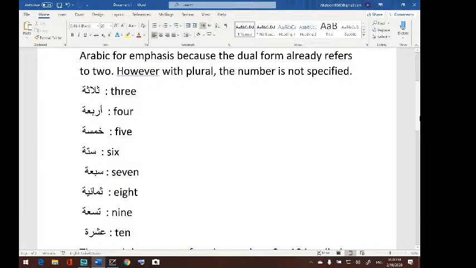All right, next sentence, Brother Arkan. The question and the answer. Are there students in your class from America? The teacher: yes, there are seven students from America. Same thing, sab'atu, because it's acting like a mudaf, so it only gets one dhamma.